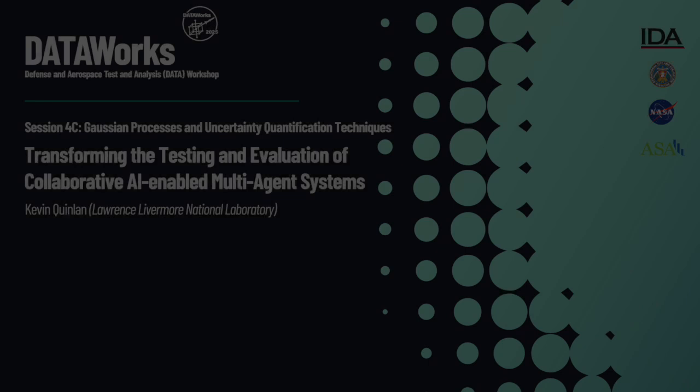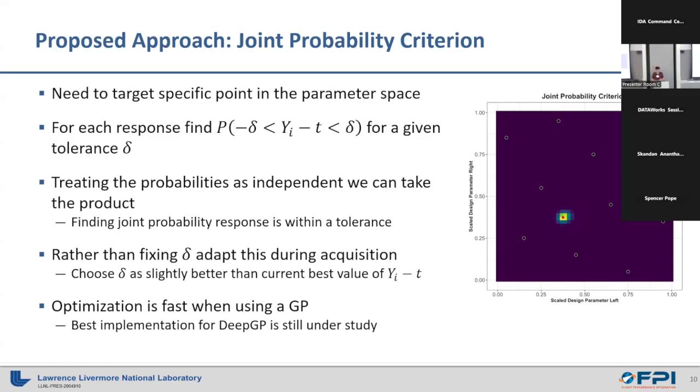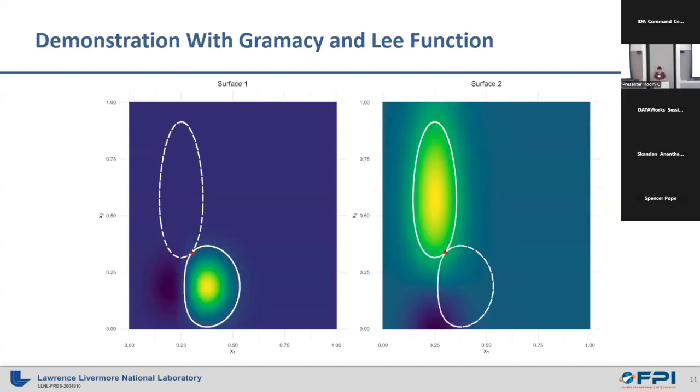trim condition value. Right now, the way that we've been working on it, and we're still developing it because I think this could be improved a little bit, is that we're using the current best value of the simulation, how close it's getting to the target value, to adapt the tolerance value. The optimization is really fast when using the GP because you can get lots of predictions and search over a dense grid. But for the deep GP, it's going to require a little bit more work, and that's something that we're still looking at.